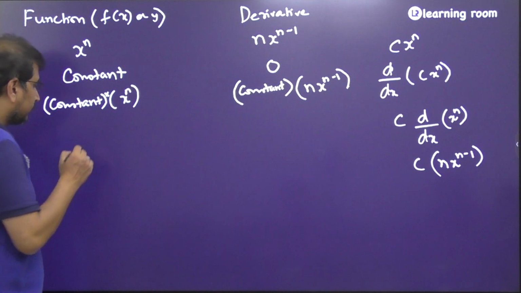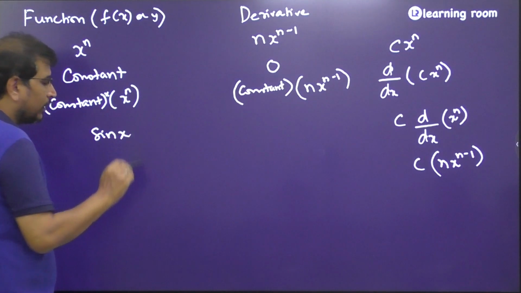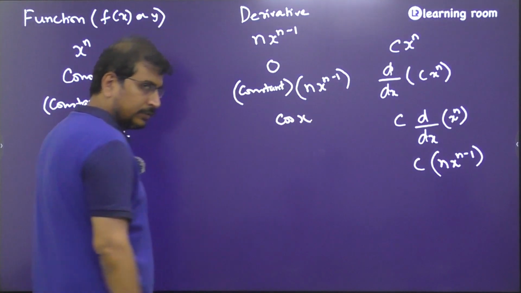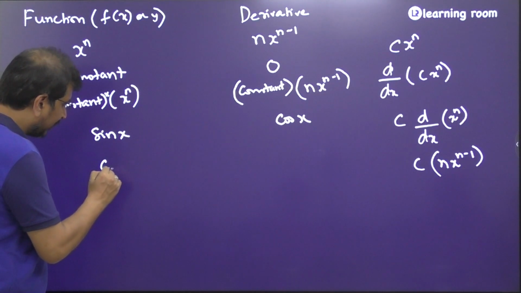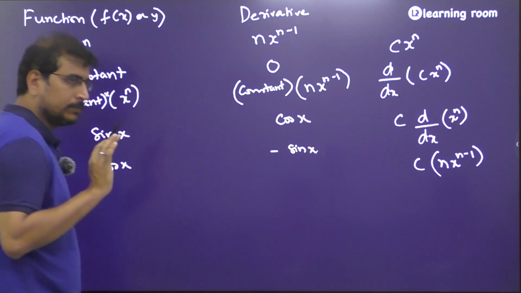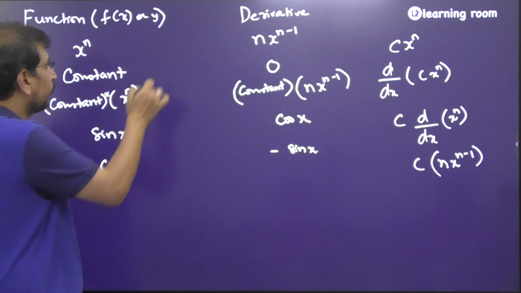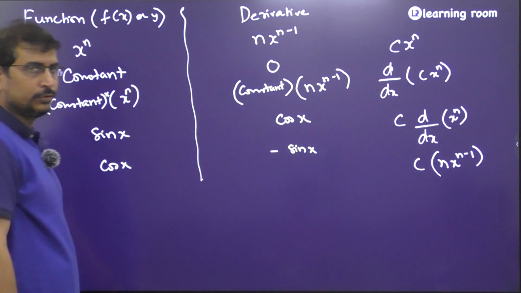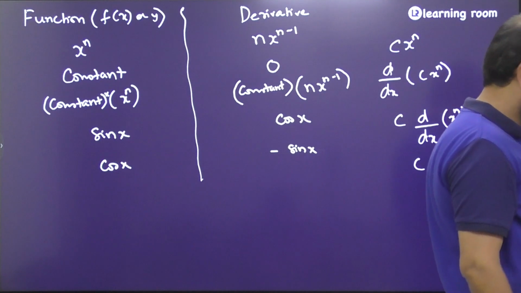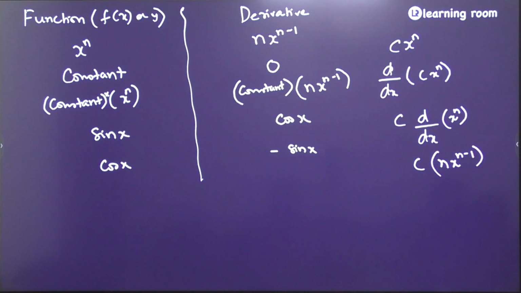Then the derivative of sin x is cos x. And the derivative of cos x is minus sin x. Am I clear with this? As of now, make a note of these values. Till this step, is it clear?